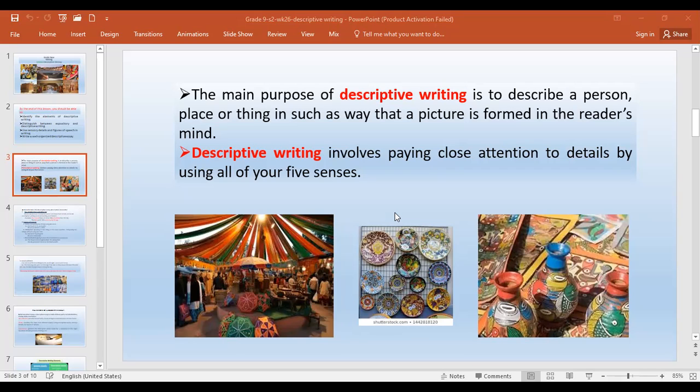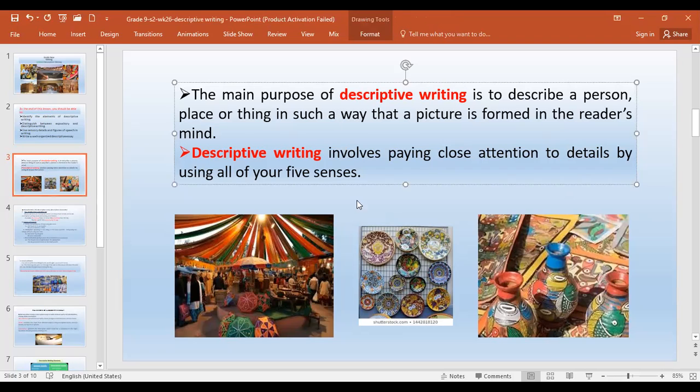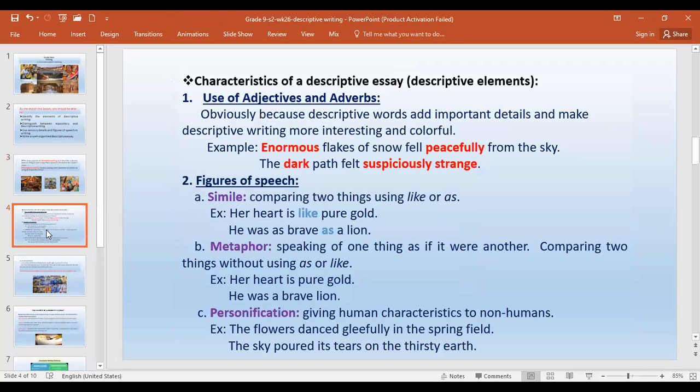The main purpose of descriptive writing is to describe a person, place, or thing in such a way that a picture is formed in the reader's mind. Descriptive writing involves paying close attention to details by using all of your 5 senses. Exactly. When you want to describe something, it's as if you are painting a picture for that person. This picture is formed in their head through your writing. This is why you need to use a lot of details and all your senses when you write a descriptive essay.